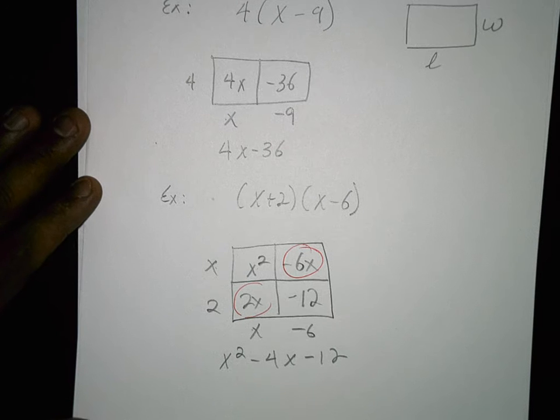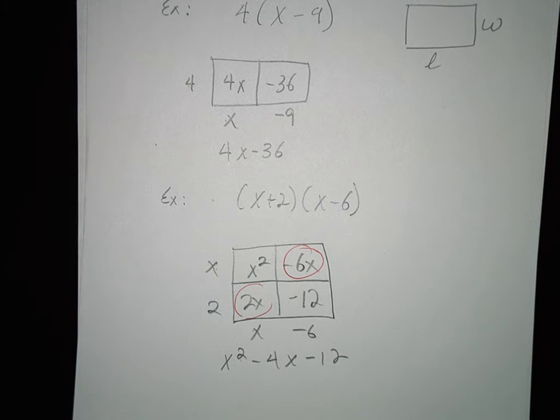So one thing too is you tend to write the answers in descending order of powers, meaning you put the biggest power first and then you work your way down. So we started with the x squared. Okay.